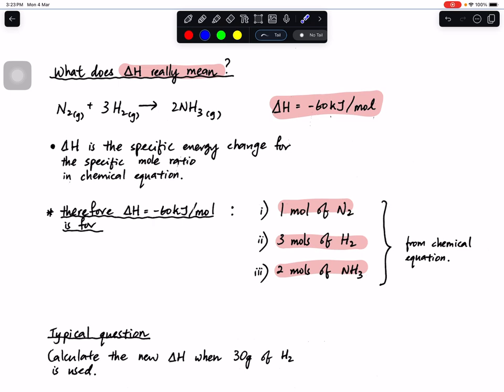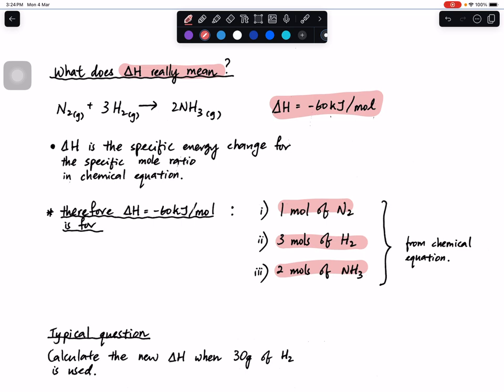Okay, that's what they are telling you. However, if let's say instead of using 1 here, I will use 10 of it. Instead of 3, I use 10 times more, and instead of 2 of these, I produce 10 times more. It basically means that this reaction has occurred 10 times. So the total energy here, you must times 10 as well. You get the idea?